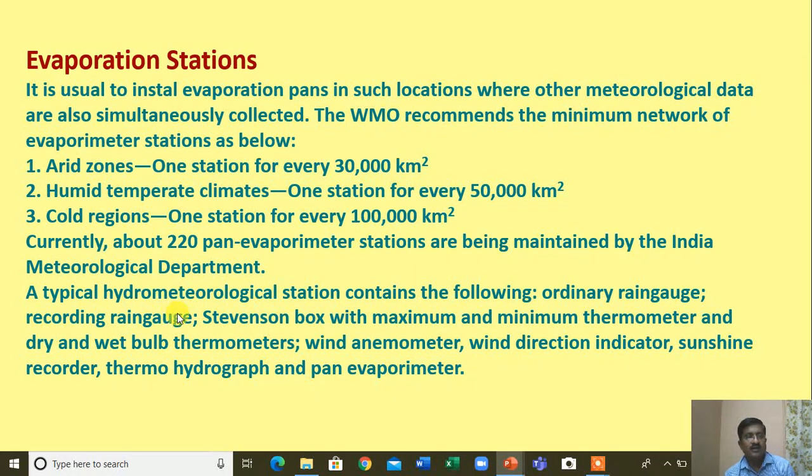A typical hydrometeorological station contains an ordinary rain gauge, recording rain gauge, Stevenson box with maximum and minimum thermometers, dry and wet bulb thermometers, wind anemometer, wind direction indicator, sunshine recorder, thermohydrograph, and pan evaporometer.